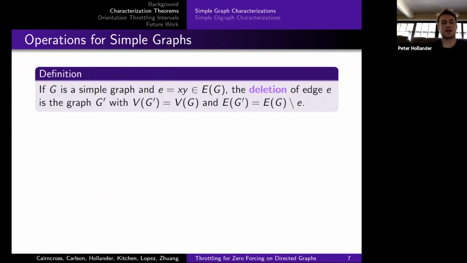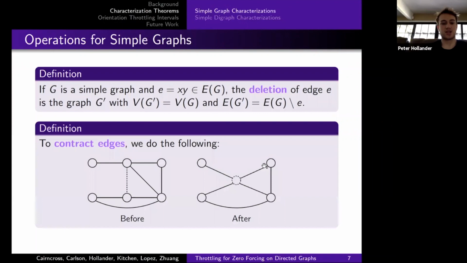Now we're going to work towards a characterization theorem for digraphs with respect to their throttling number. But to do that, we're going to first need to cover a couple definitions. So first, referring to simple graphs, when we say we delete an edge, we basically just take the resulting graph minus a given edge from that edge set. And when we say we contract an edge, as you see in this diagram below, we basically take either endpoint of an edge and merge them into a single vertex and delete any parallel loops or arcs.